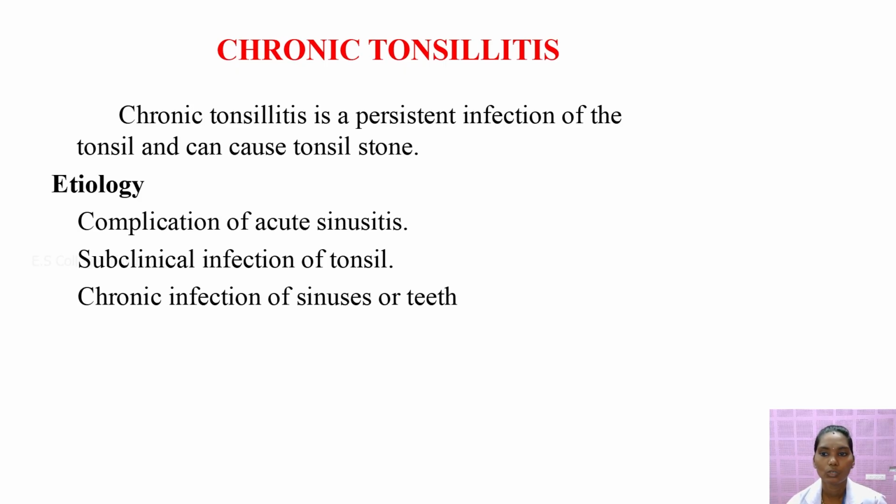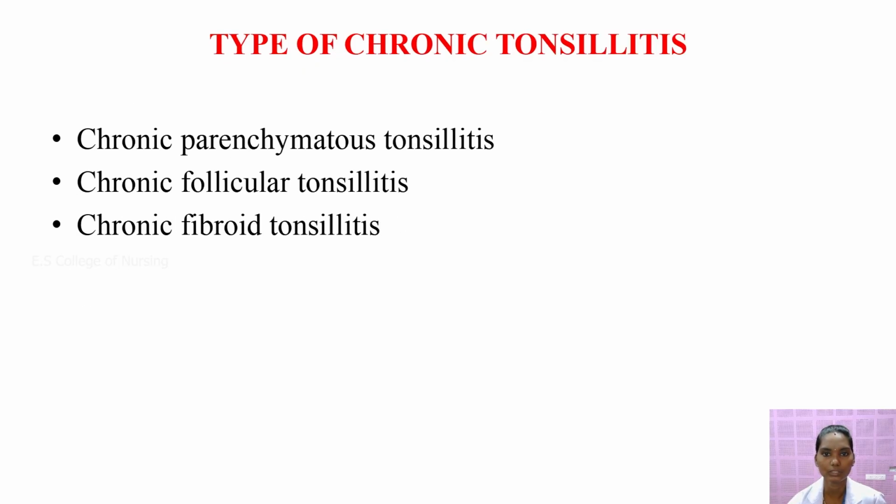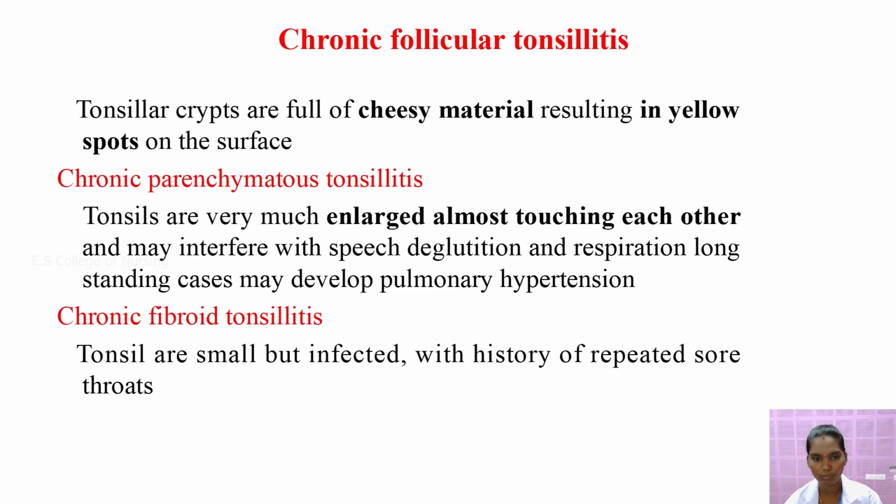So the etiologies for chronic tonsillitis: the complication of acute sinusitis, as already said, subclinical infection of the tonsil, and next is chronic infection of the sinus or teeth. The types of chronic tonsillitis are chronic parenchymatous tonsillitis, chronic follicular tonsillitis, and chronic fibroid tonsillitis. See one by one. First we will see chronic follicular tonsillitis.